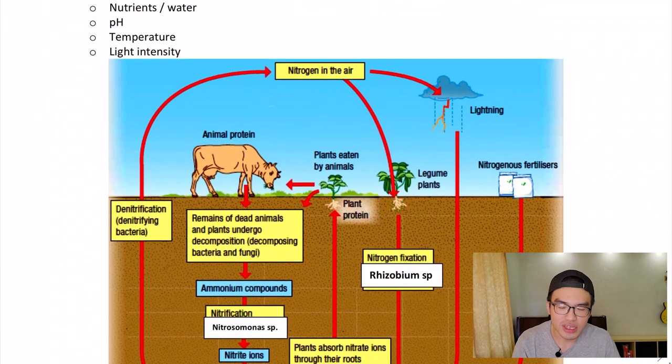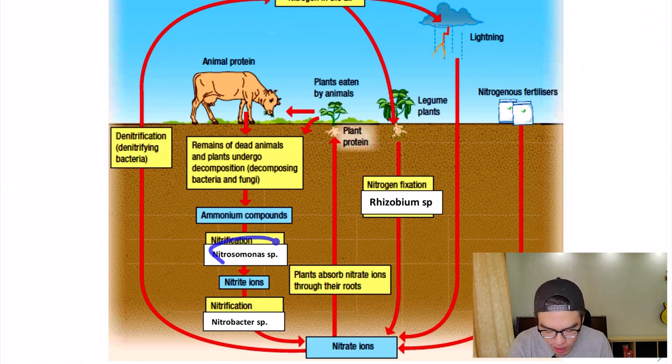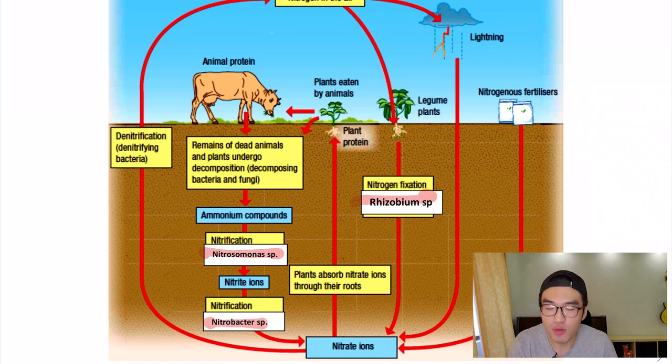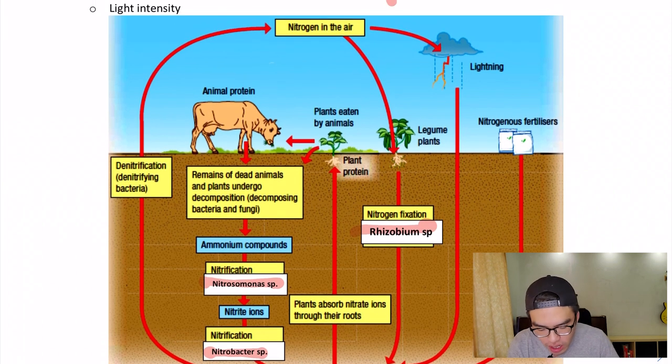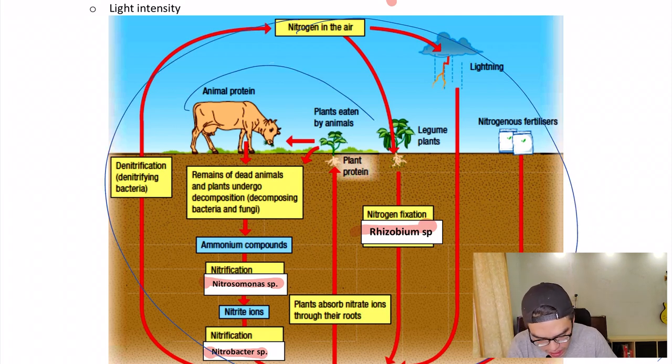Pay more attention to your nitrogen cycle, especially these three microorganisms. I really highlighted for you here: Rhizobium sp., Nitrosomonas, and Nitrobacter. Quick way to memorize your nitrogen cycle: you have a big cycle surrounding here, and you have a small cycle in the middle.